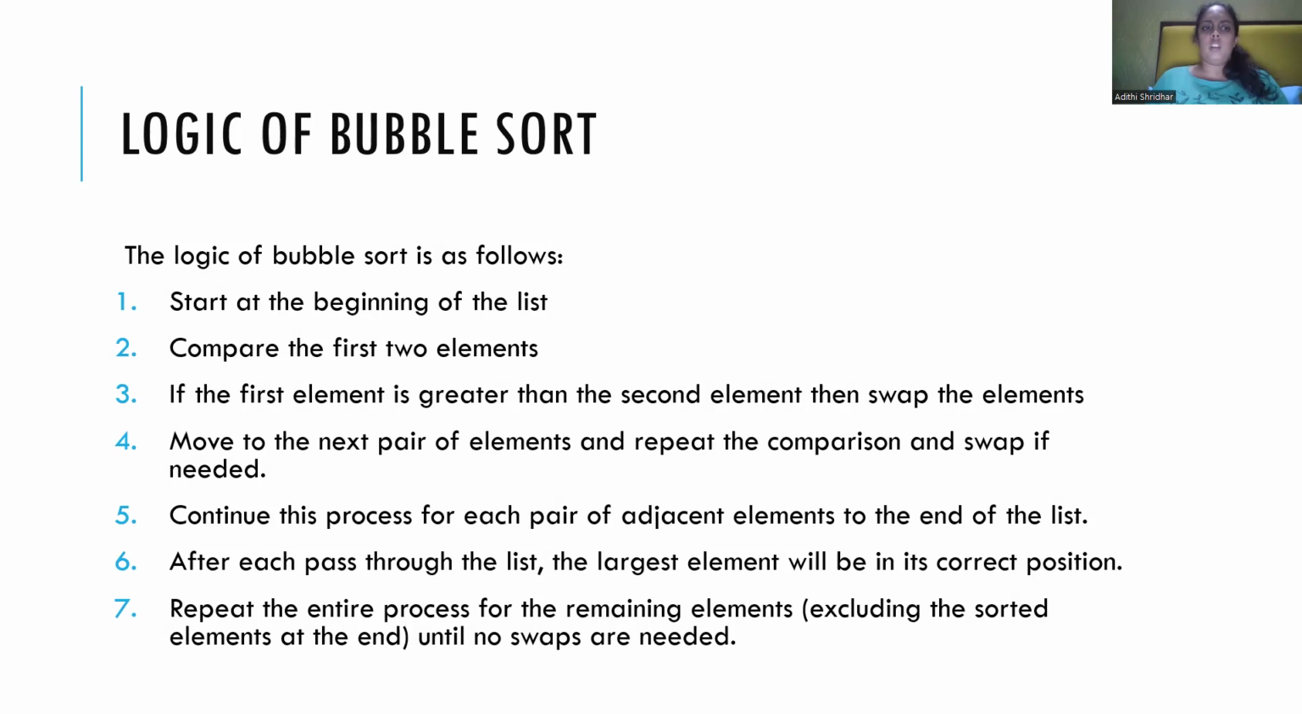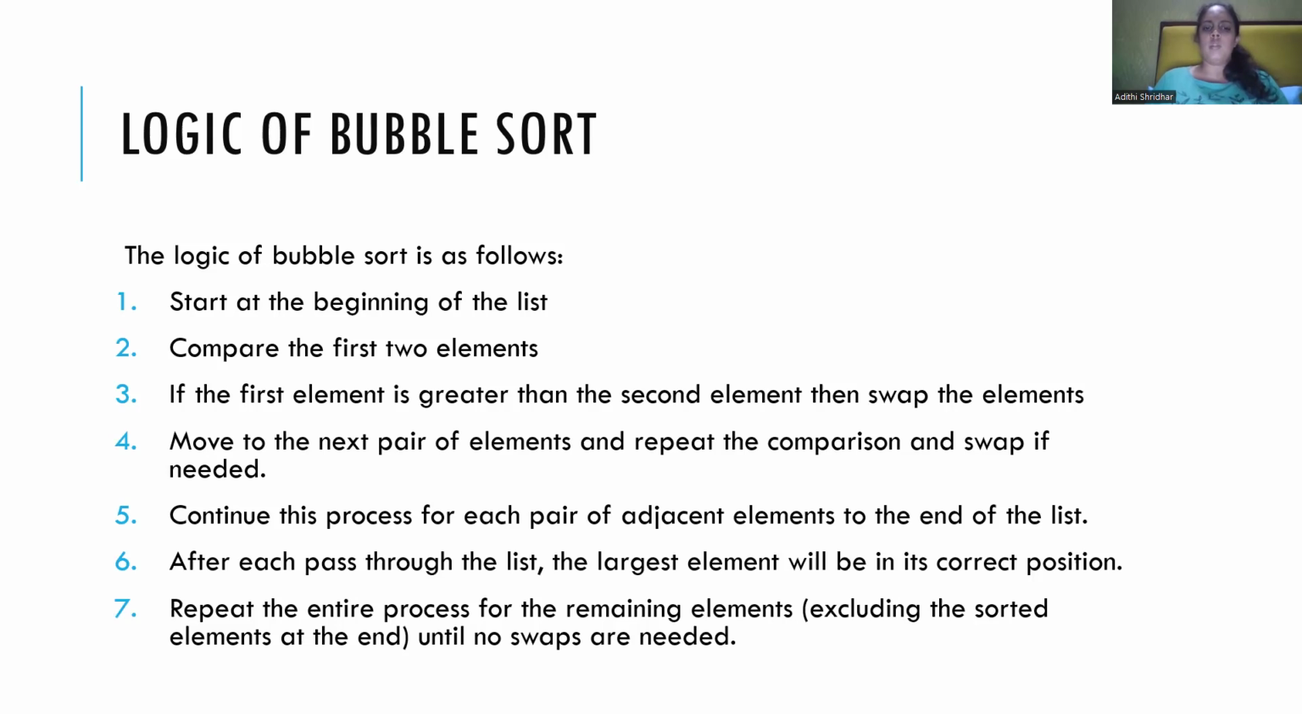Start at the beginning of the list, compare the first two elements. If the first element is greater than the second element, then swap the elements. Move to the next pair of elements and repeat the comparison and swap if needed. Continue this process for each pair of adjacent elements to the end of the list.